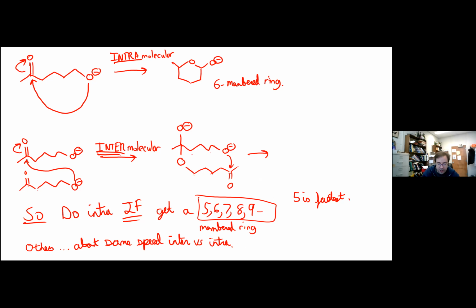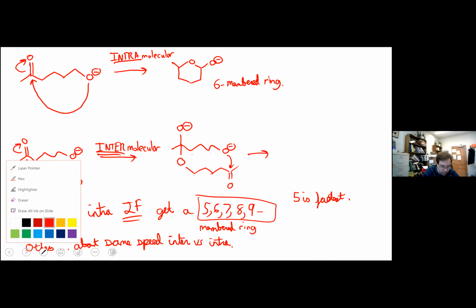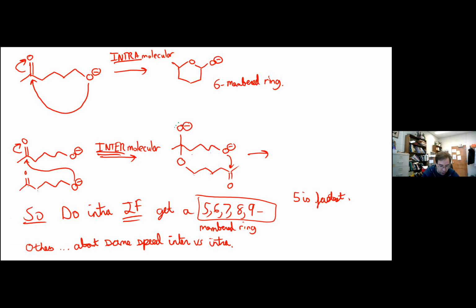What's probably more likely, even though it looks further away, but it's just the way I've drawn it, is this guy coming, because that's going to make a 1, 2, 3, 4, 5, 6, 7, 8-membered ring. I just drew them near each other, but there's no reason they are. They're flopping around everywhere.